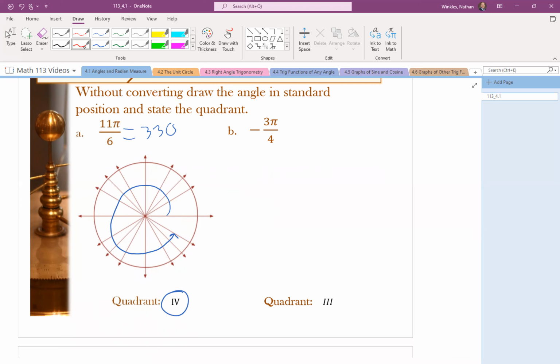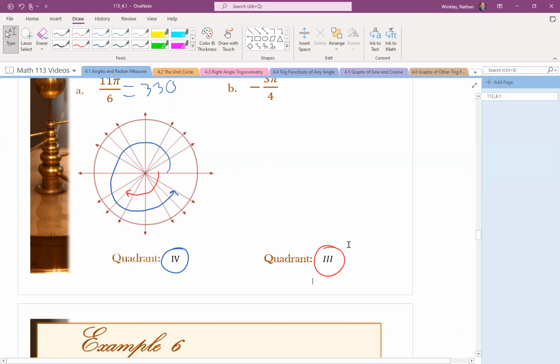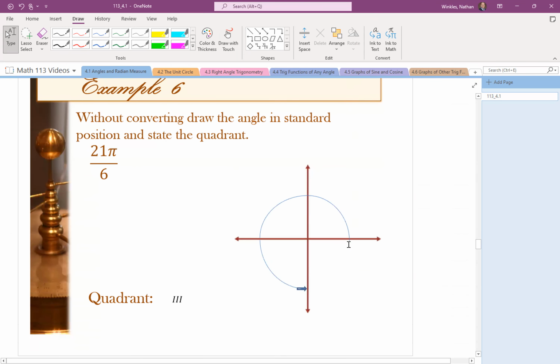For negative 3 pi over 4, so negative 3 pi over 4 is going to put me here, which would be in quadrant 3. We're just looking at where the final terminal side is going to be. That determines our quadrants. So we're told, without converting, draw the angle in standard position and state the quadrant. Okay, so I've already stated the quadrant over here and drawn it, but let's just think about this.